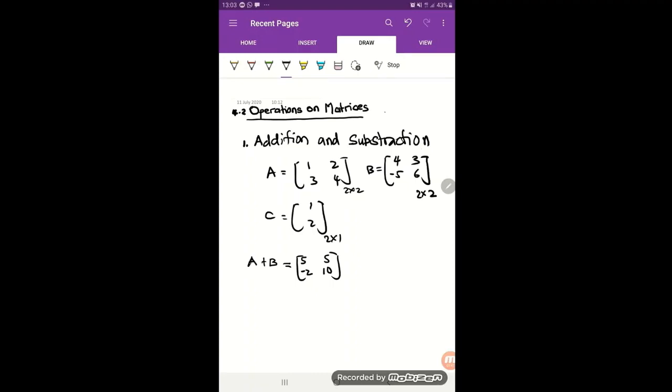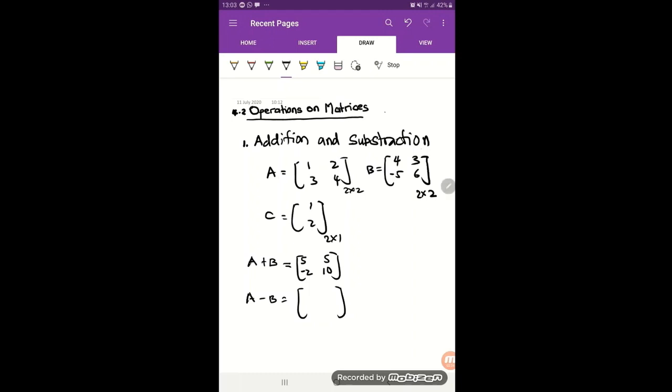How to do the subtraction process between A minus B? Since matrix A is in order 2 times 2 and matrix B is in order 2 times 2, the matrices have the same orders. That means matrix A minus matrix B is defined. So how to do the process? Matrix A minus matrix B.